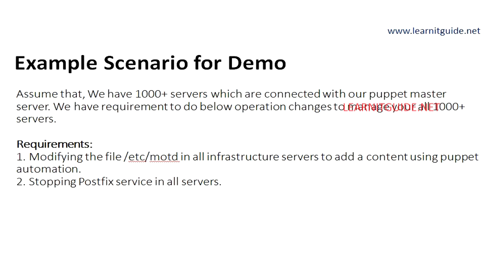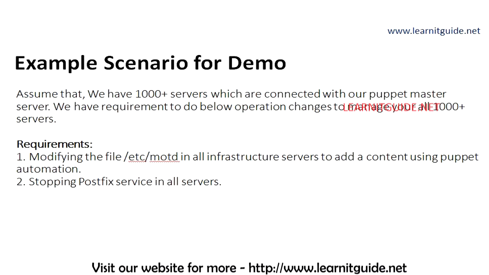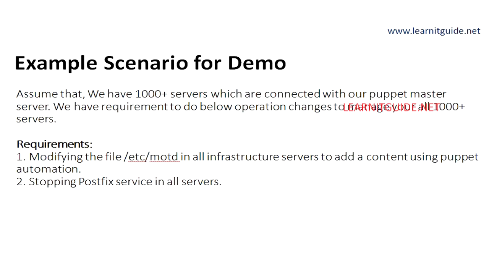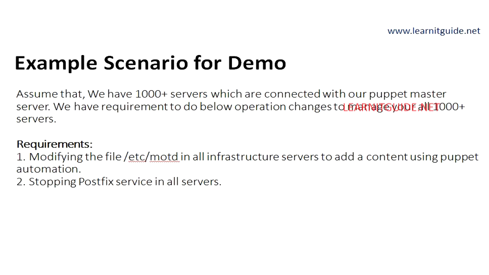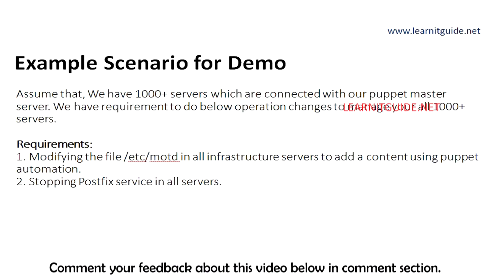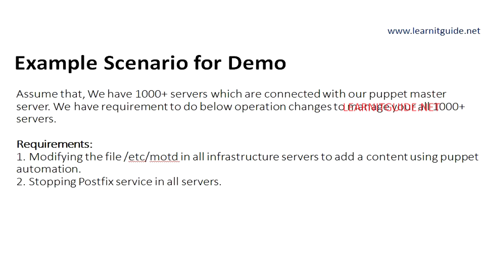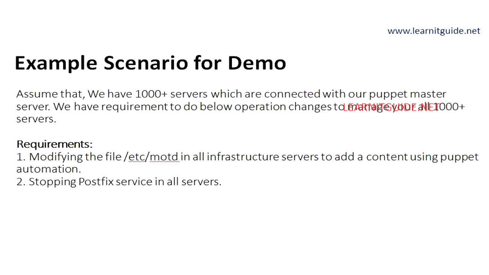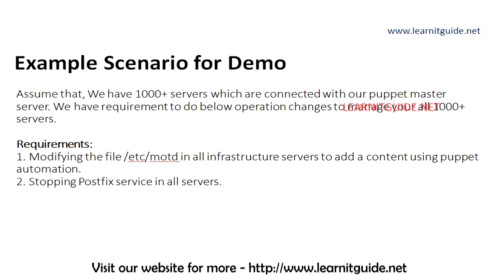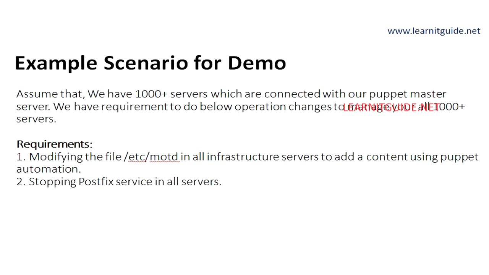The requirements are to modify a file called etc/motd, and we need to append some data, and the other requirement is to stop the postfix service in all servers if it is running. So these are my requirements. I am going to perform these changes in all my infrastructure servers. In all servers we have already installed Puppet agents and connected them with our Puppet master. You can refer to our previous video on how to install Puppet master and Puppet agent.